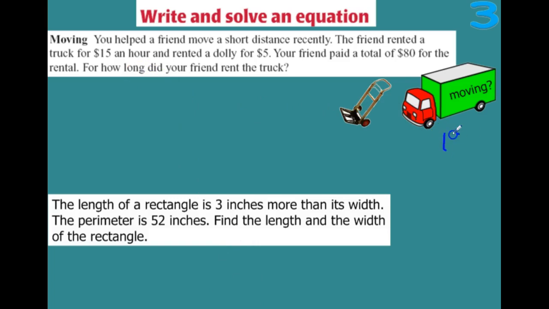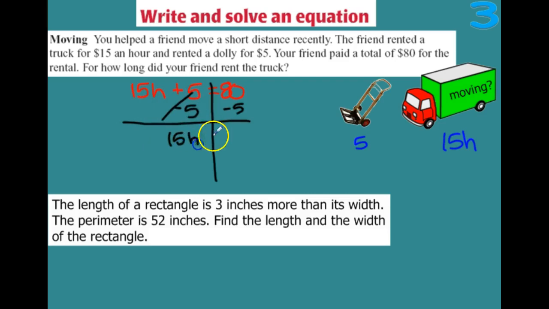So we know the truck is $15 per hour. We don't know how many hours, so I'm going to say 15 multiplied by h. And our dolly is just $5. Your friend paid a total of $80 for the rental. For how long did your friend rent the truck? So we have $15 per hour plus the $5 for the dolly has to add up to $80. Well, all we have to do is solve. Get rid of our addition and subtraction. Subtract 5 for the dolly.